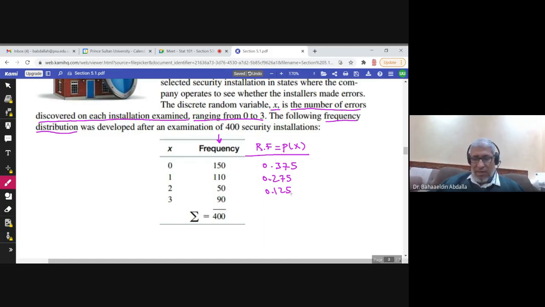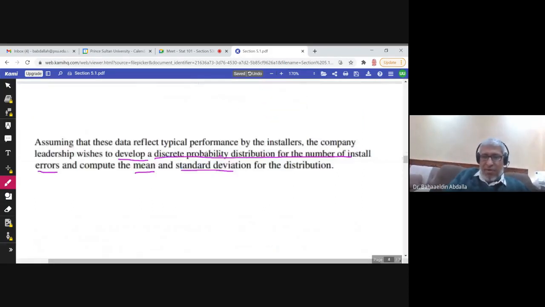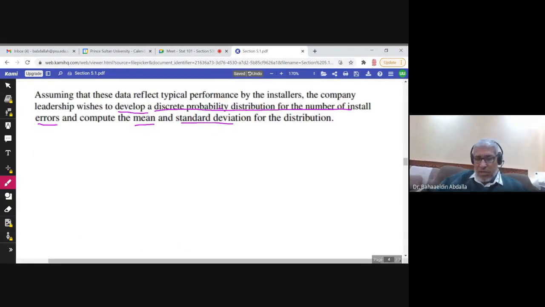or by adding these probabilities and subtracting from 1. So the total should be 1. The sum of all probabilities, check that it is 1 to make sure that your answer is correct. Now, having the possible values of x and the probability of each x, we have a discrete probability distribution. All right. Now the next step, find the mean of this distribution.